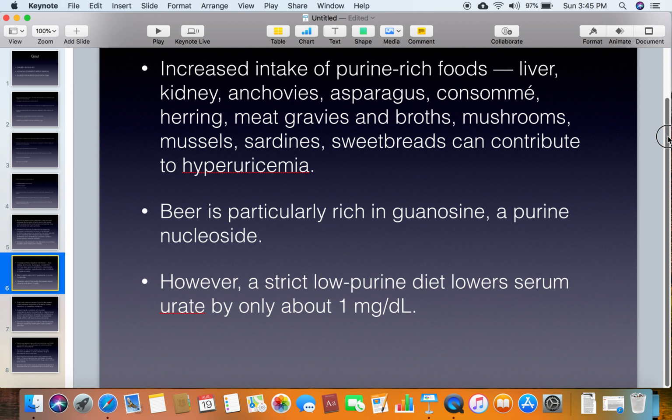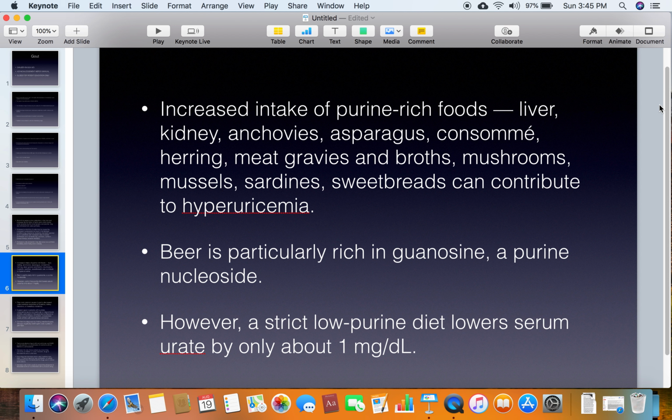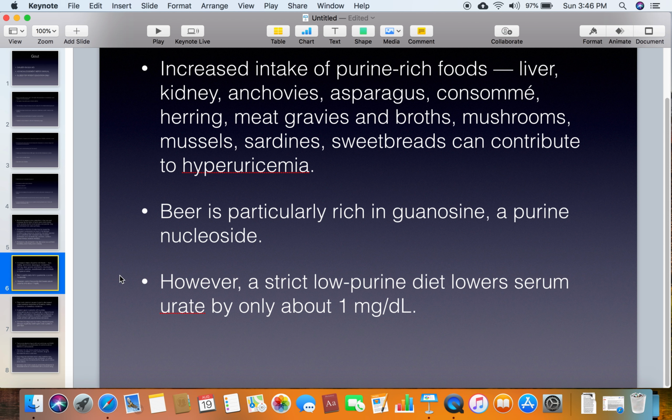Now, there are some foods which are rich in purine, such as liver, kidney, anchovies, asparagus, consomme, herring, meat gravies and broths, mushrooms, mussels, sardines, sweetbreads. These all can contribute to an increase in the uric acid. Now, beer is particularly rich in guanosine, which is a purine nucleoside. So it's the basic substance which produces uric acid or urate in the bloodstream.